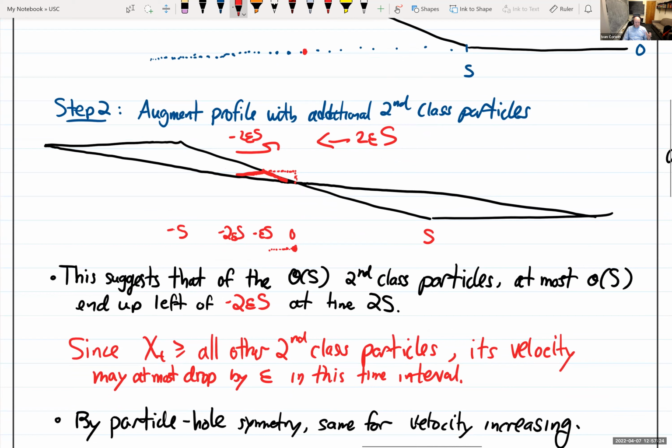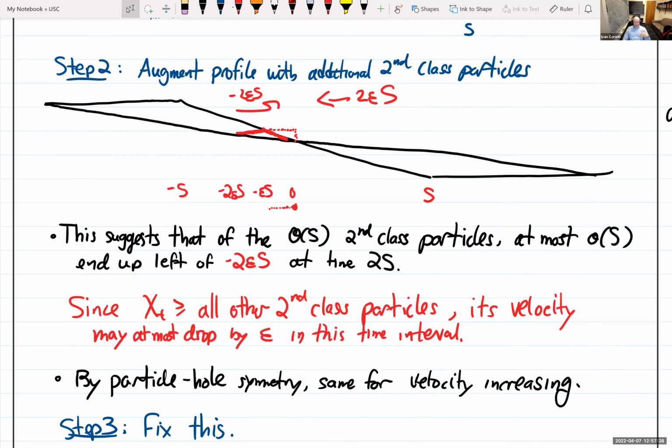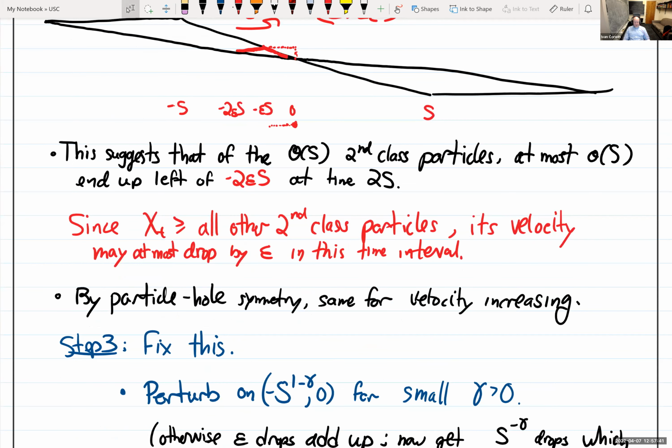And so it seems like we're making progress, right? Because then we can try to take epsilon to be arbitrarily close to 0. And we've gotten something about how much the particle can change in its motion, basically being forced to stay put. Okay, so that seems nice. So step 3, I'm going to tell you how to fix this. There are all sorts of problems in what I just said.